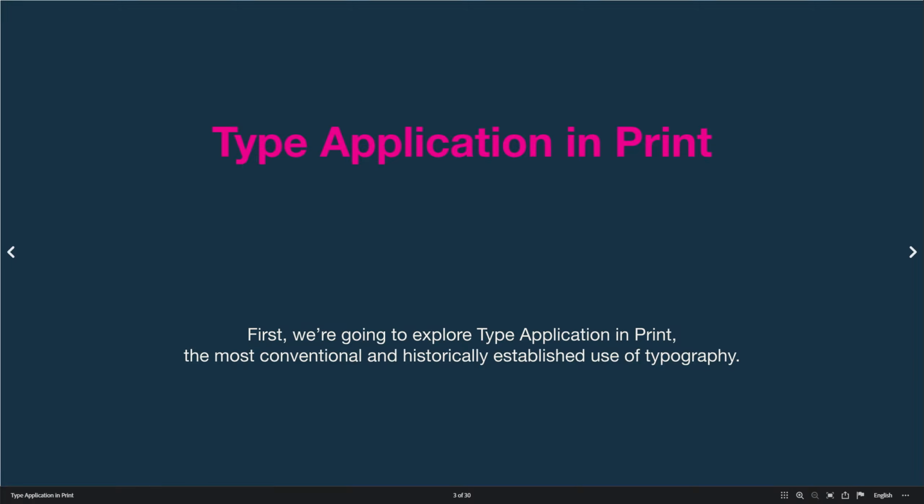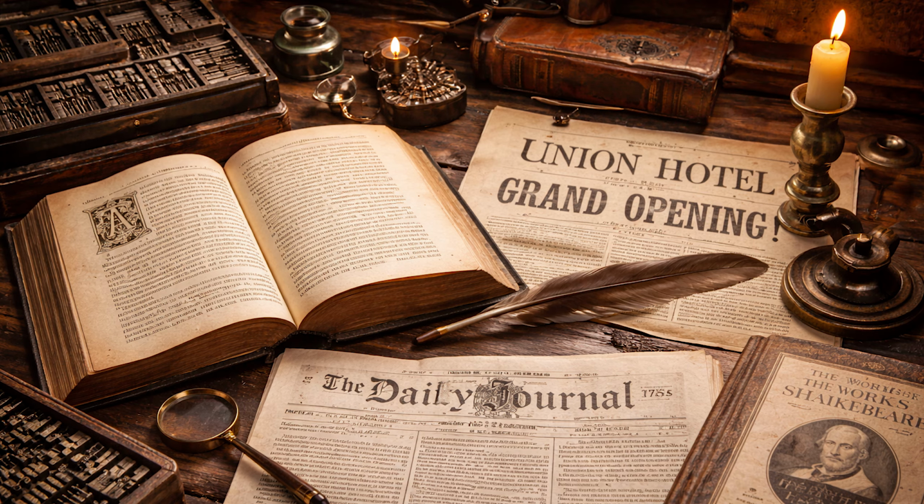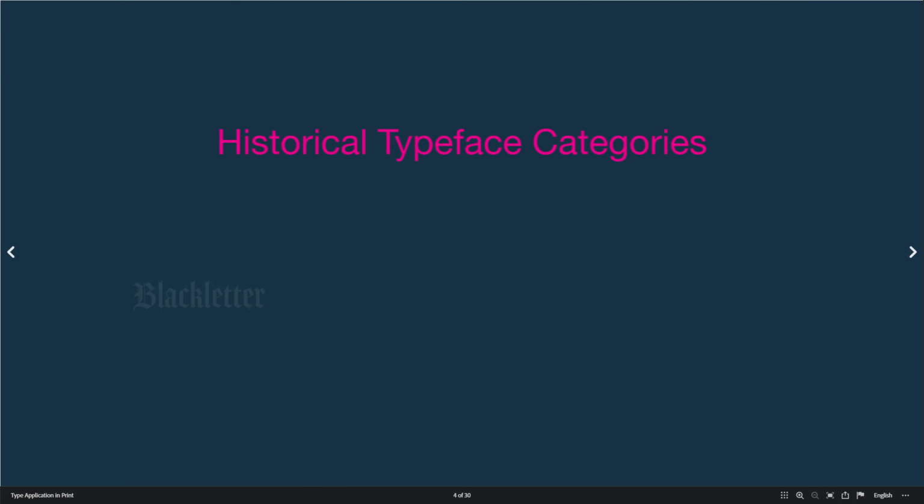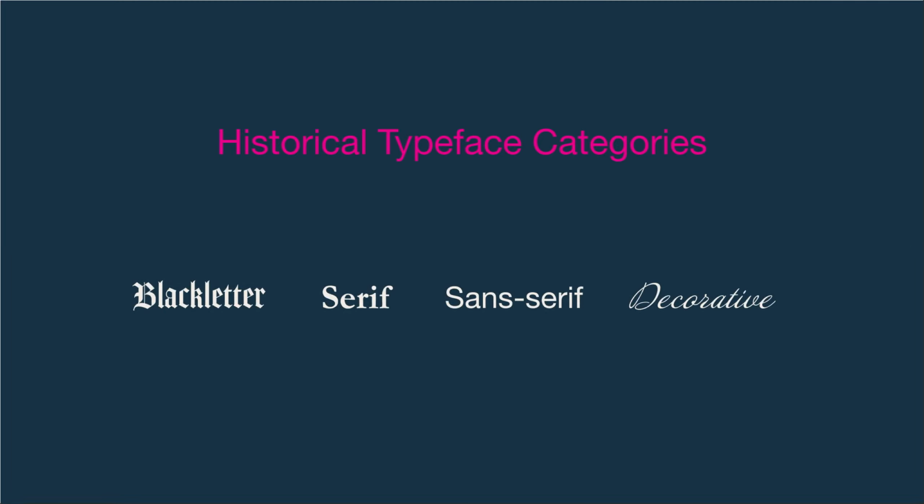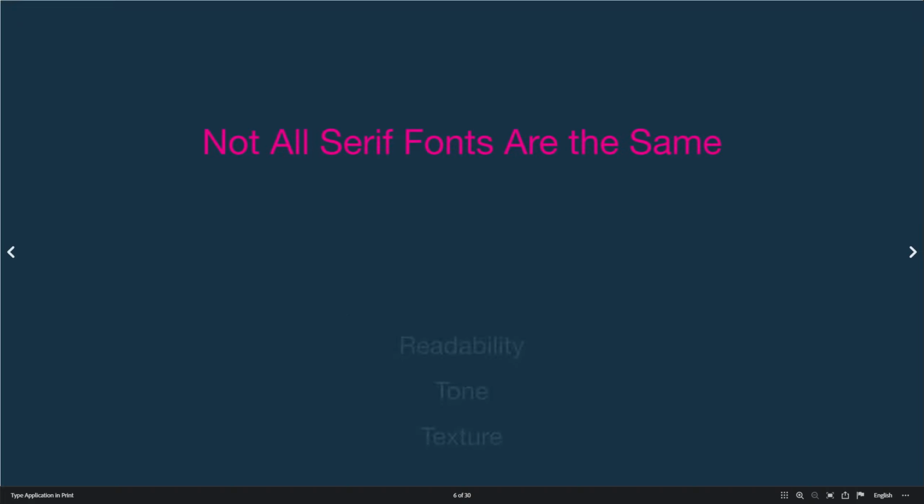This is the most historically established and conventional use of typography. Long before screens, interfaces, and digital layouts, type lived on paper in books, newspapers, posters, and packaging. To understand print, we need to look at the four major historical typeface categories: blackletter, serif, sans serif, and decorative. Each one reflects a different moment in history and a different design need. Together, they form the foundation of typographic evolution.